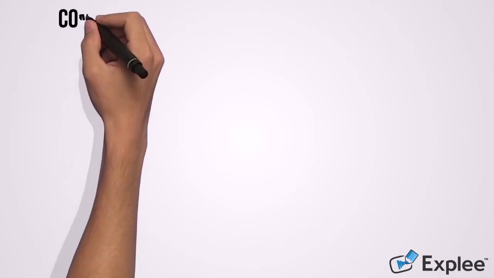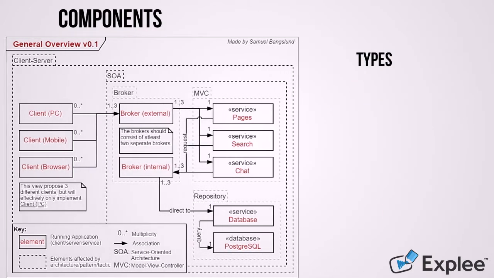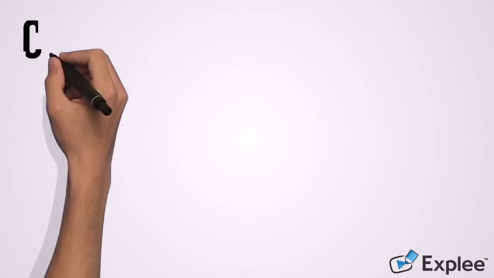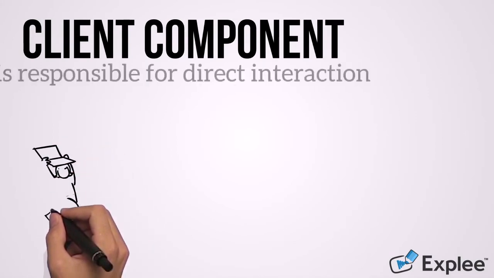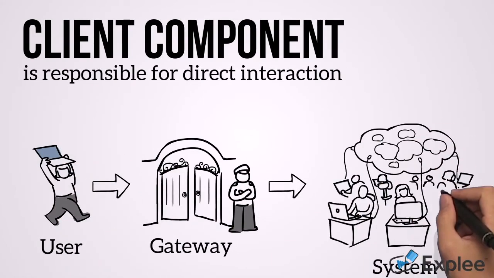If we then decompose the fundamental architecture, 3 types of components seem to dominate the design: clients, brokers and services, which each deserve their own explanation. Starting with the clients, we see that this component is responsible for the direct interaction with the user, serving as a gateway into the primary system.